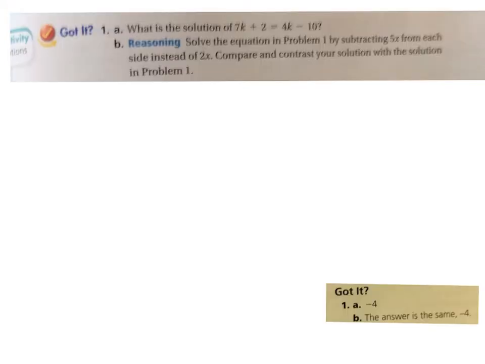Alrighty, what is the solution of 7k plus 2 equals 4k minus 10? So again, make sure we copy down correctly. If we're thinking those steps, let me pop those in real quick here. Just going to make sure you copy it down correctly. So we're going to write 7k plus 2 equals 4k minus 10.